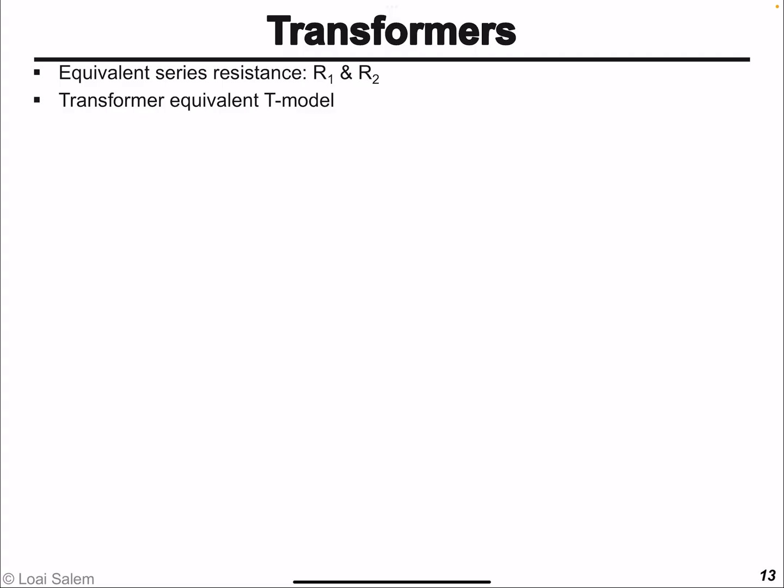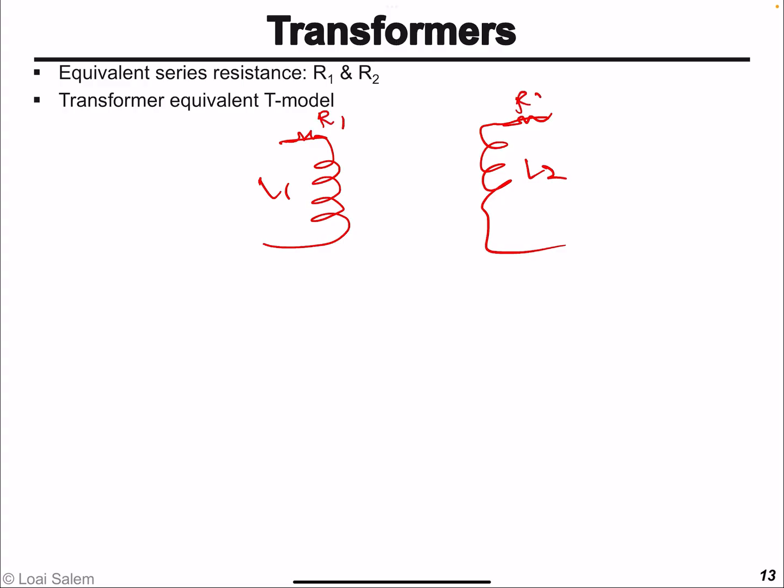Finally, as we know, any coil, assuming wireless power transfer, this is a transmitting coil L1 and this is a receiving coil L2. These coils are made of copper wires, and these copper wires will have an equivalent series resistance, right? So we'll have R1 and R2. So basically we need to add these to the models.